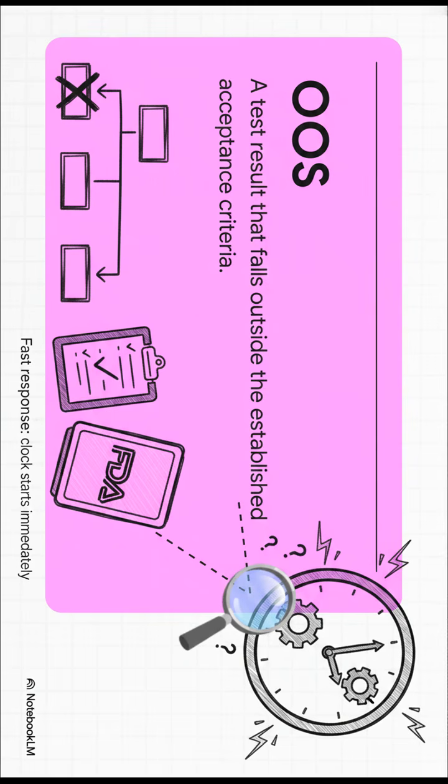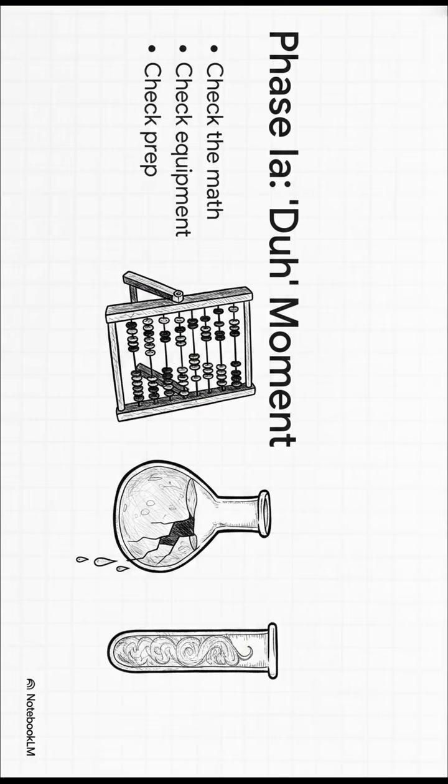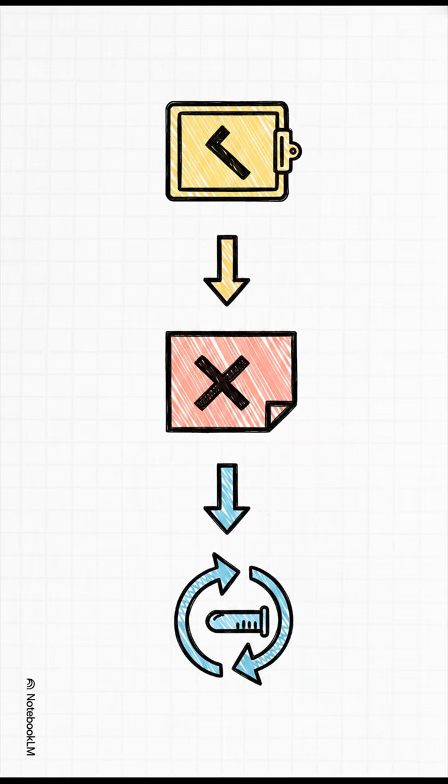The FDA wants a fast, documented response. The clock starts immediately. Phase I stays strictly in the lab. It actually splits into two totally distinct investigative paths. Phase I is that classic duh moment, checking math, leaking equipment, or obviously cloudy prep solutions. The rule here is super simple. Spot a glaring error, document it, invalidate the bad data, and retest.